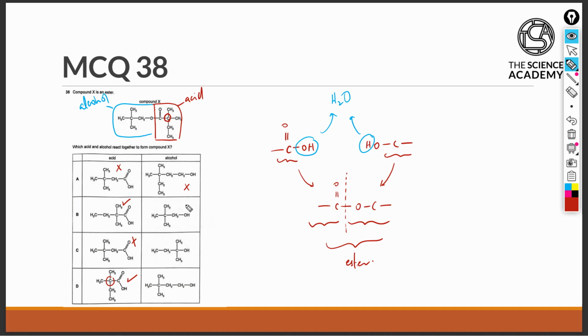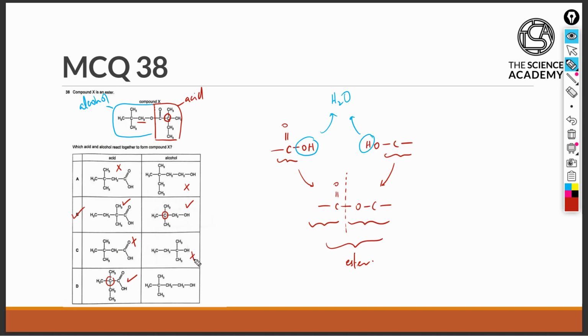The alcohol in option B does match the alcohol above, where there is a central carbon that is bonded to 3 CH3 groups, and in the middle, a CH2 group before joining the hydroxyl group. Therefore, B is the correct answer.